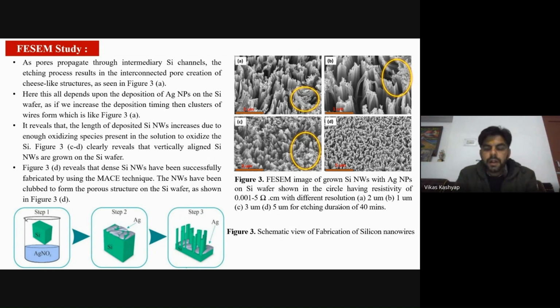The schematic diagram is also shown below, because in the last slide, maybe a proper diagram is there, showing how these silver nanoparticles are deposited on the silicon wafer.